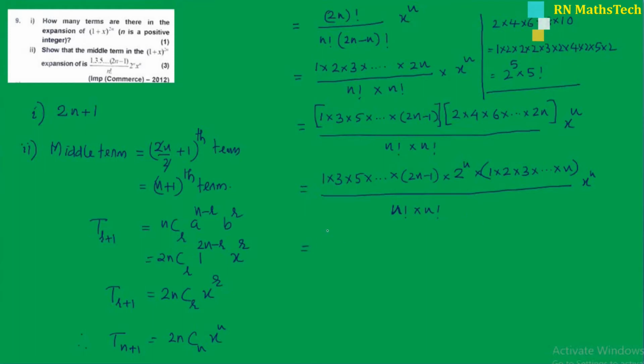So that is equal to 1 into 3 into 5 into etc. up to 2n minus 1, into 2 raised to n into n factorial, by n factorial into n factorial, x raised to n. So n factorial gets cancelled. Okay, so that is the right hand side.